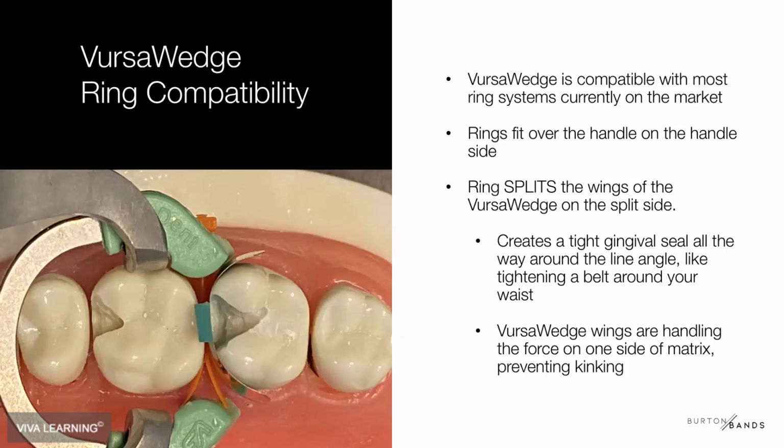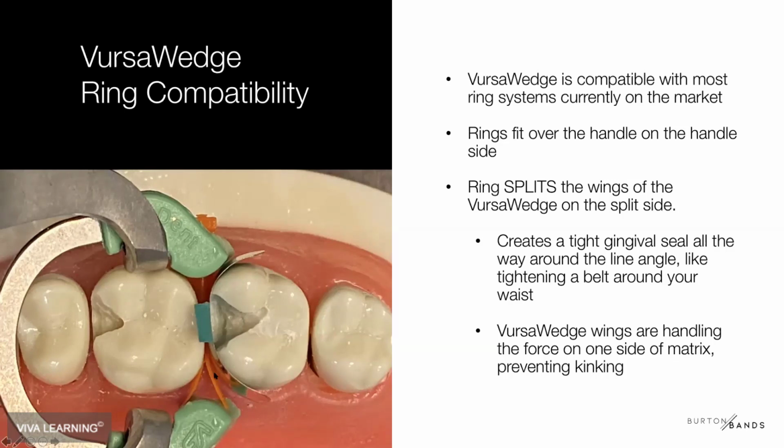The reason is that a lot of my struggles lay within ring placement. When I would place the ring on the matrix bands, it would disturb everything, right? Sometimes the ring would slide a little bit and pull up my matrix band, or it would kink my matrix band. That's because we were squeezing a piece of tin foil in between two pretty strong tines. What the VersaWedge does is, on one side, you can fit it right over the handle, and on the other side, you go right in between the split wings.